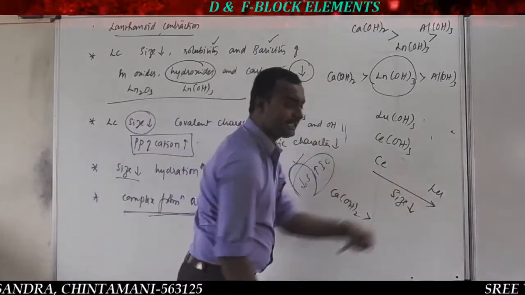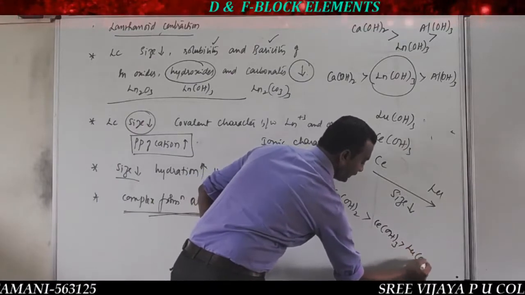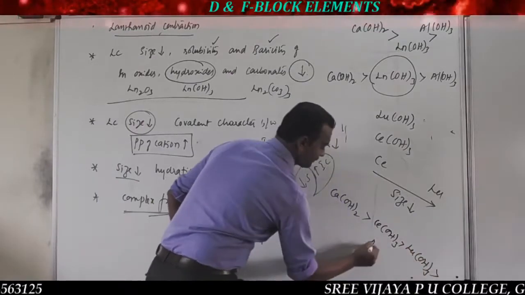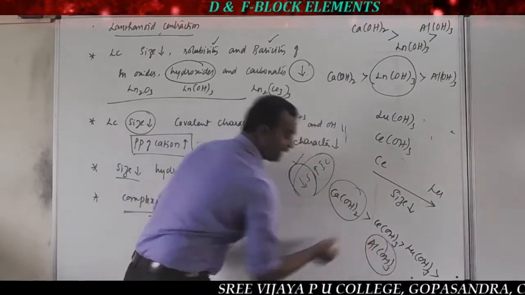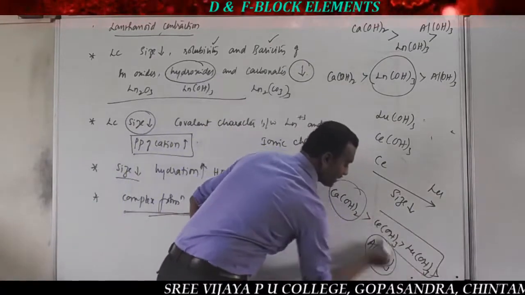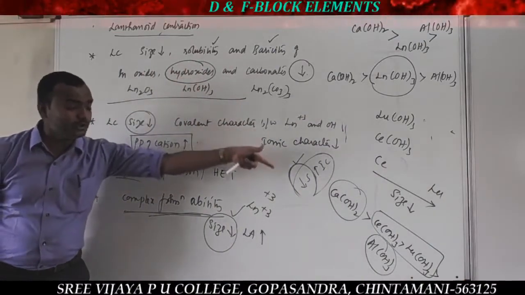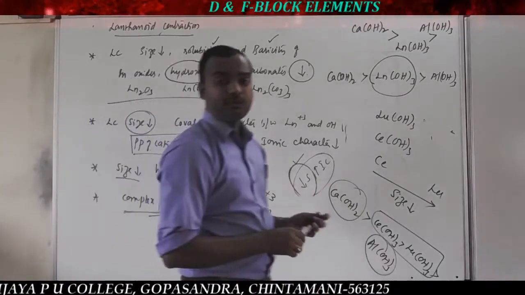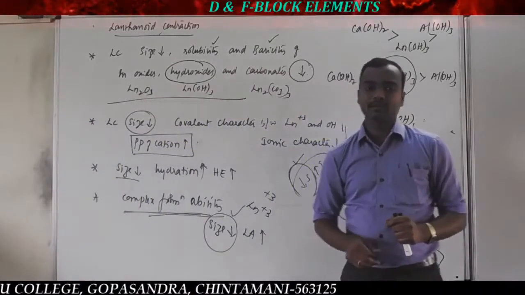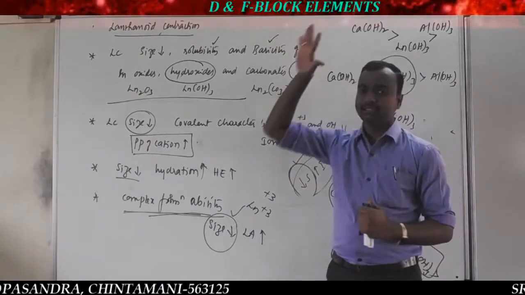Then cerium hydroxide is more basic than lutetium hydroxide, and as usual this is more basic than aluminum hydroxide. These two ends will not change at all. If they give you variations in this, that can be explained by taking the first point. So such questions make all this useful. That's the concept, extra information for competitive exams, especially national level competitive exams, based on lanthanide contraction.